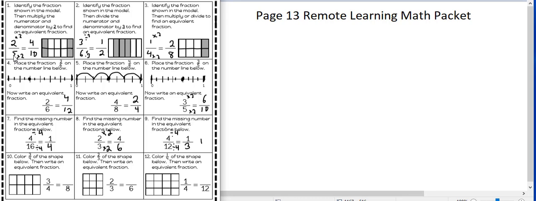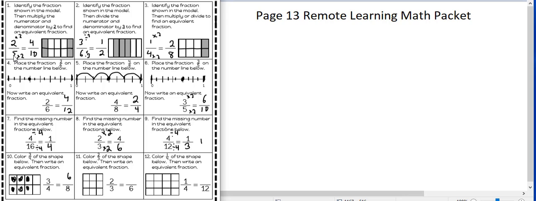All right, so now color 3/4 of the shapes below. Then write an equivalent fraction. So I am going to do 3 out of every 4. Now, it doesn't matter which 6 you shade in, but you need to color in 6 of them because it's 1, 2, 3 out of 4, 1, 2, 3 out of 4. I just like to do it that way because visually it makes more sense to me. So 3/4 would equal 6/8.